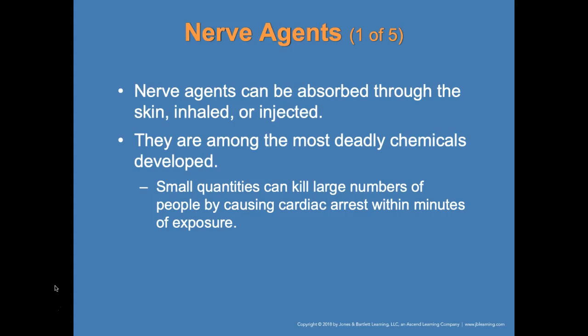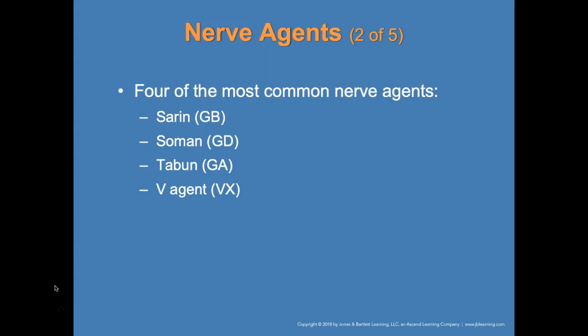Nerve agents. So nerve agents can be absorbed through the skin, inhaled or injected. They are among the most deadly chemicals developed. Even small quantities can kill large numbers of people by causing cardiac arrest within minutes of exposure. So a lot of these were originally discovered by scientists when they were trying to find insecticides. These are all much stronger than most insecticides that are used. Four most common are sarin, soman, tabun, and VX gas.